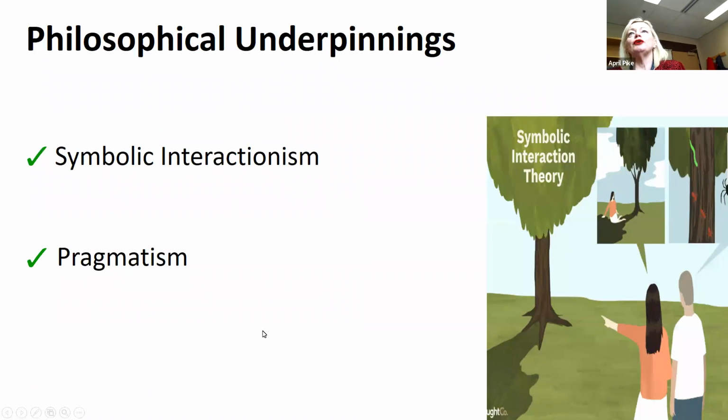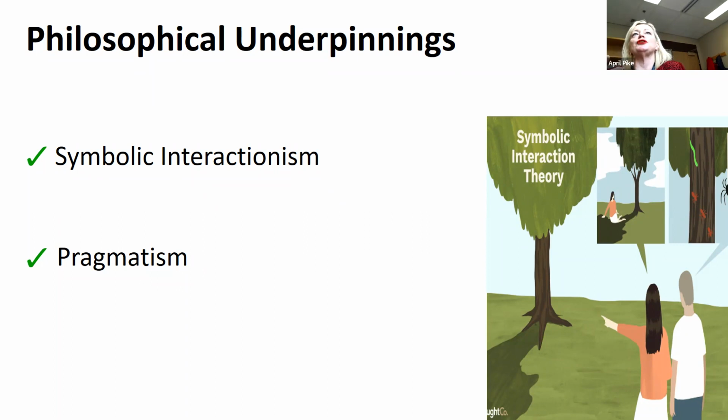So the philosophical underpinnings of grounded theory are pragmatism and symbolic interactionism. Both of those perspectives look at how people make decisions and healthcare choices based on their interactions with themselves, with others, and with objects. So it's the meaning that they assign to these interactions.